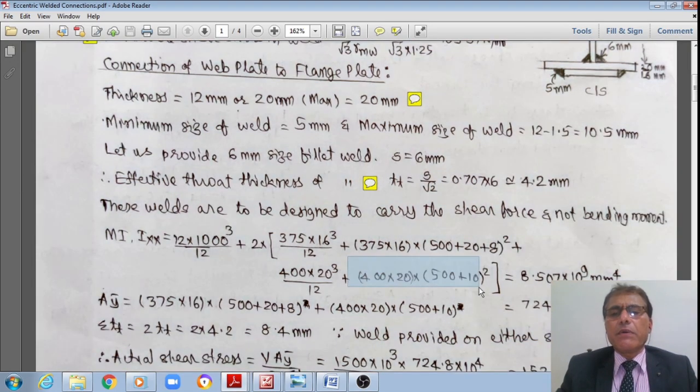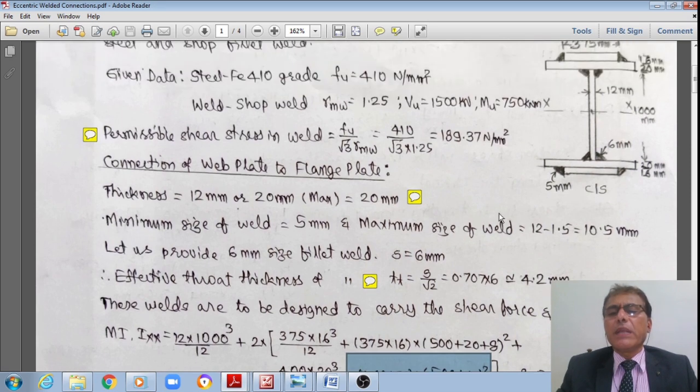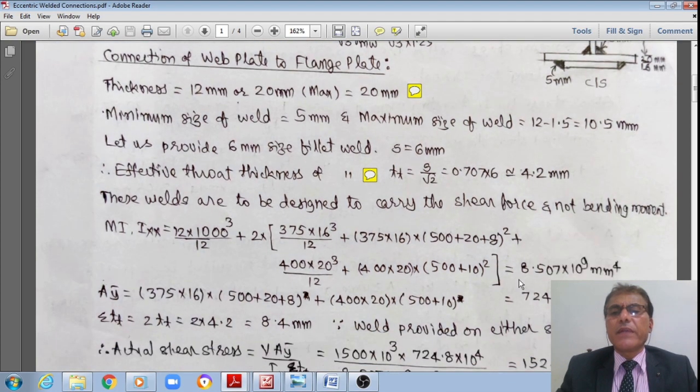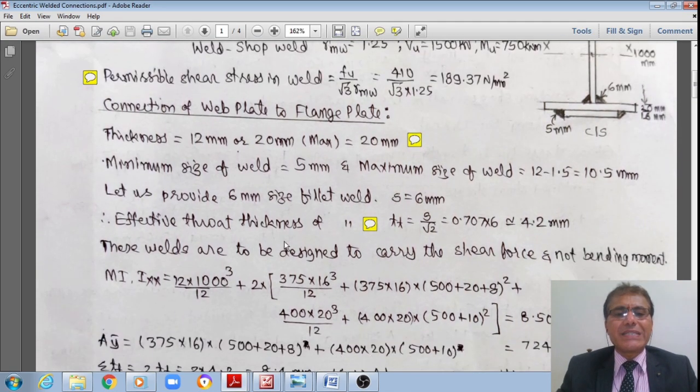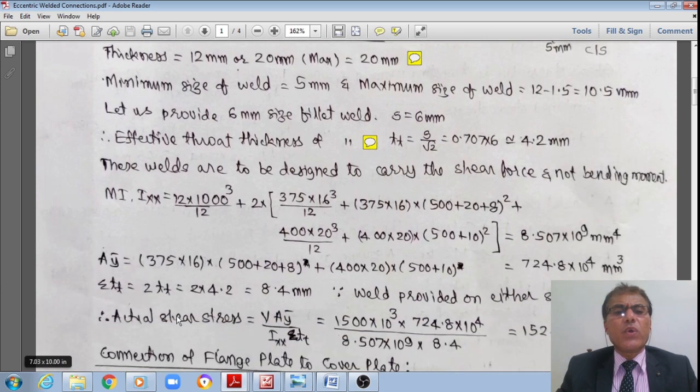Transferred to the CG of the compound section, the area is equal to 400 multiplied by 20 multiplied by h square. H is now 500 plus 20 by 2, 510 whole square. That now works out to say 8.507 times 10 to the power 9 mm to the power 4. Similarly, the first moment of the area of these sections will now work out, say 375 multiplied by 16, which is at a distance of 528.